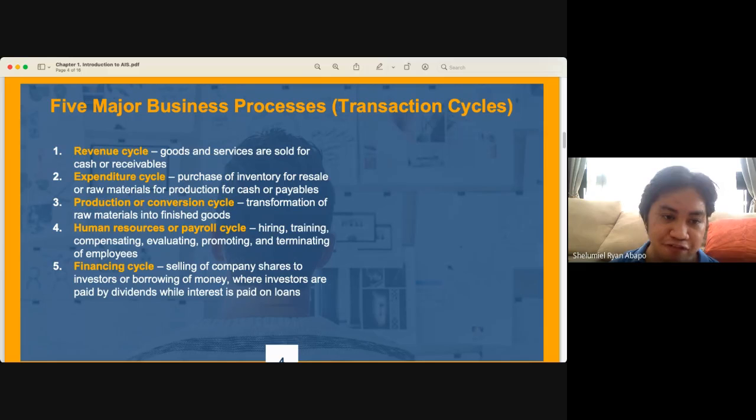And the fifth one is the financing cycle, which refers to the manner how the company seeks financing for its operations, for its expansion, or for its other projects. It may involve equity financing, which involves the selling of company shares, or basically diluting the ownership of the current owners of the business in favor of funding from other potential investors.